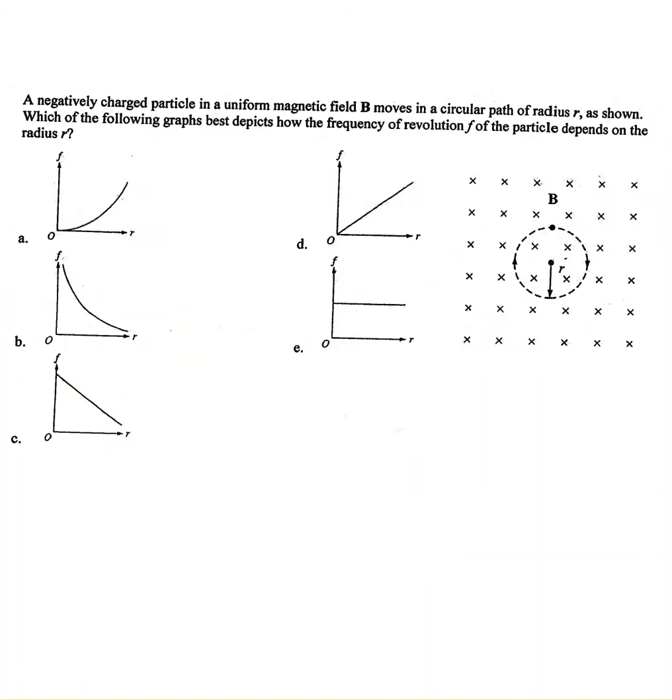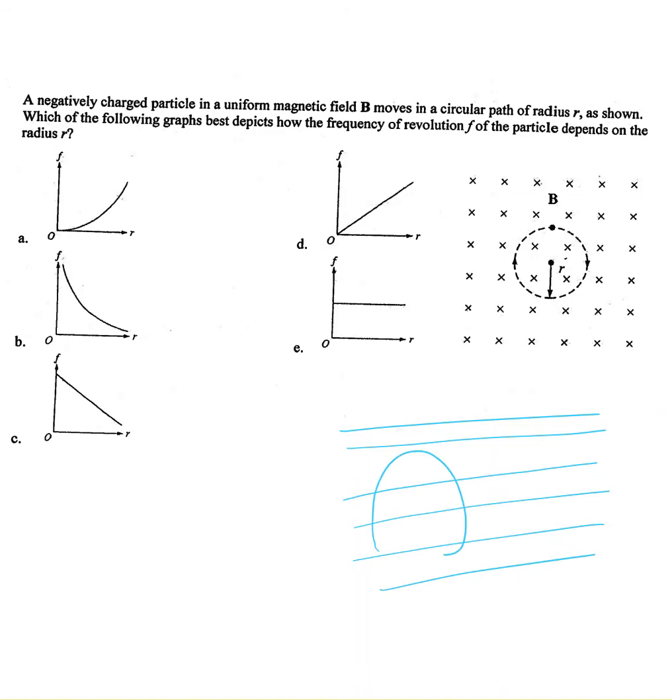Thank you. Now I want to explain one more example. I didn't ask you this in the quiz, but this is another important question I want to go through. A negatively charged particle in a uniform magnetic field B moves in a circular path. Remember, if you place a charge in a magnetic field, it basically goes in a circular path, but the magnetic field is like this, straight lines. So it will be going around like this. It's called cyclotron motion.